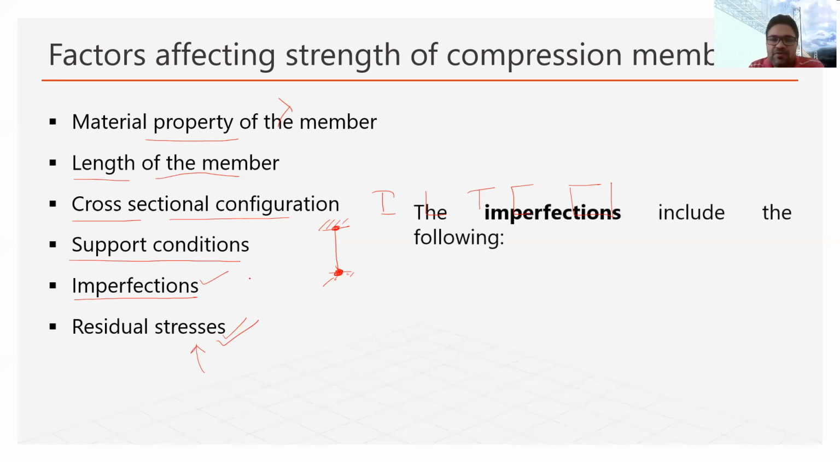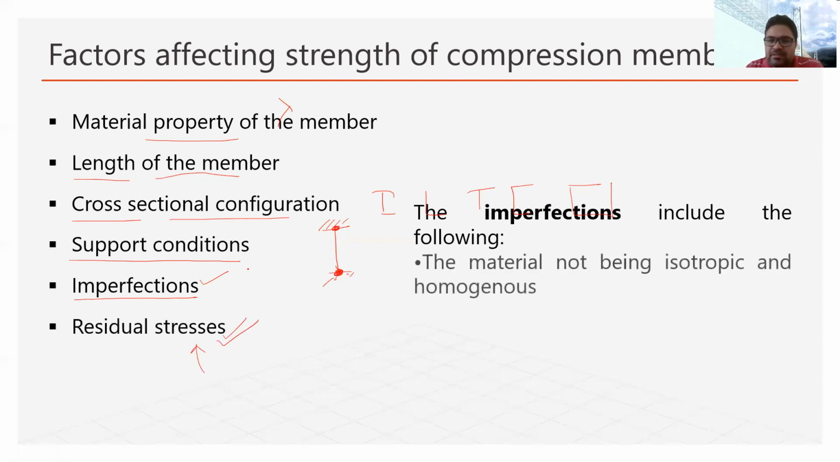If we talk about imperfection, it means that the material may not be isotropic, or it may not be homogeneous. In the Euler column, we have considered that the column material is homogeneous and isotropic, but in a real column, it may not be isotropic or homogeneous, and because of that, the strength curve developed using the Euler theory may not work.